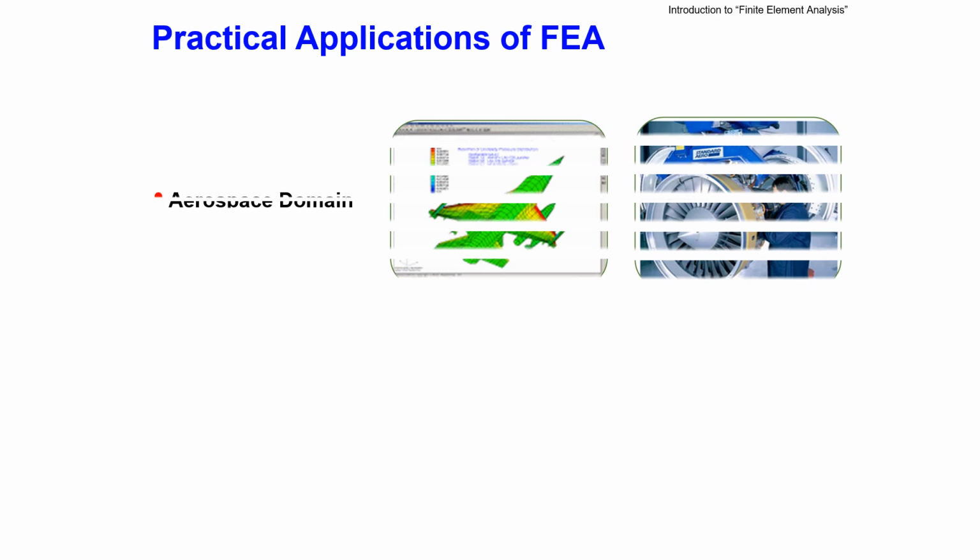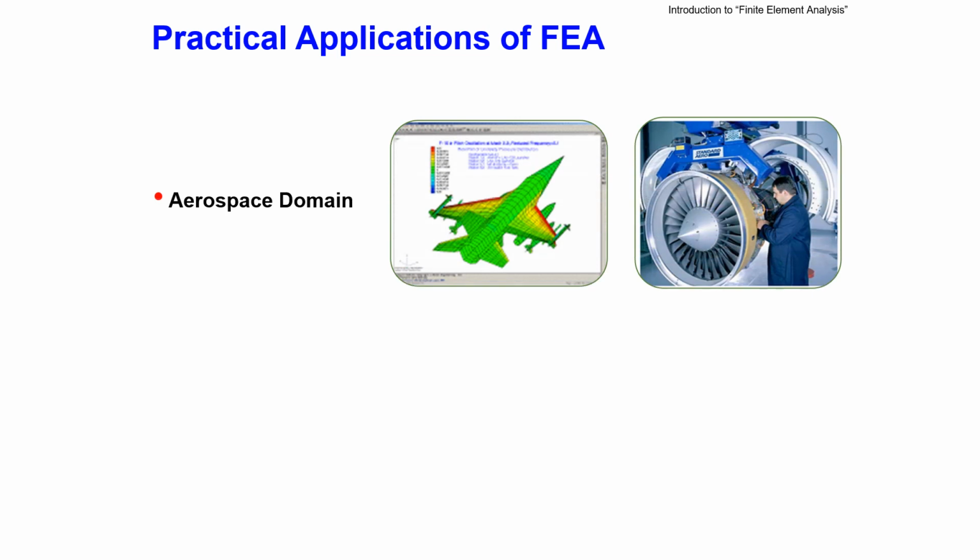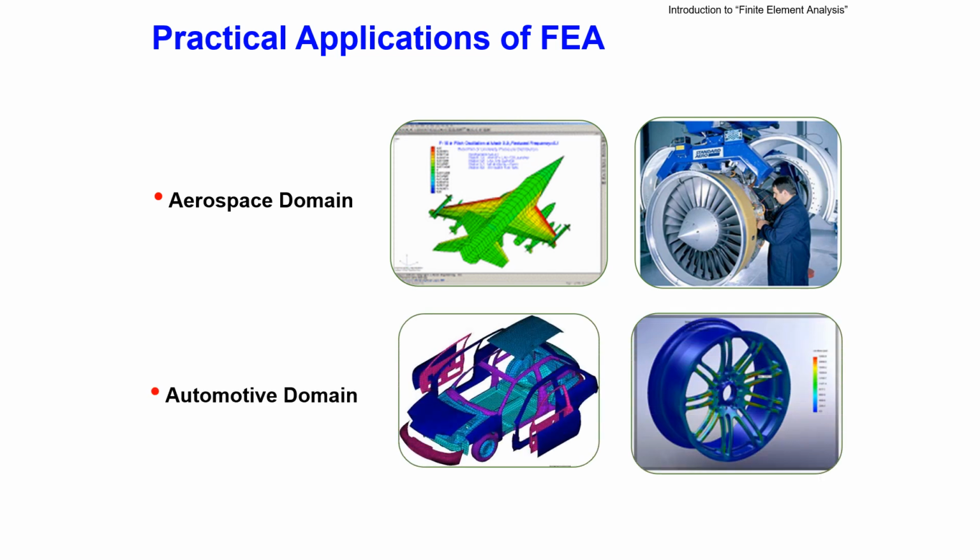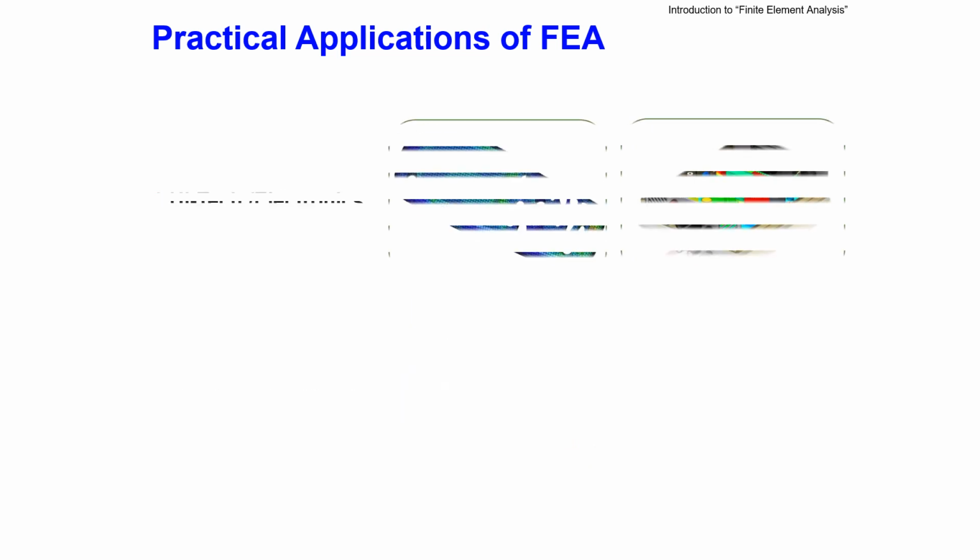Next, practical applications of FEA. Aerospace domain. We can see the finite element analysis of an aeroplane shown here. Then on the right side, that is the propeller of the aeroplane. Then in the automobile sector, the automobile body designed in finite element is shown there. Finite element analysis of the wheel is shown on the right side.